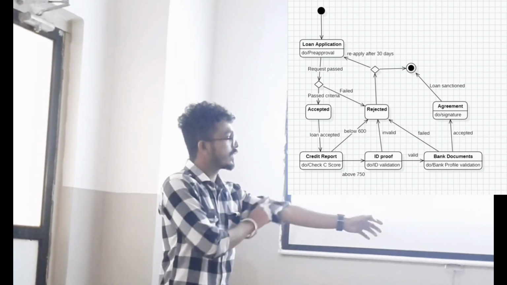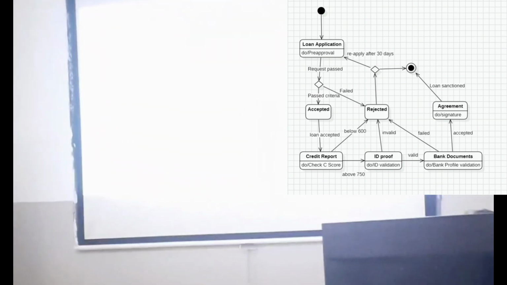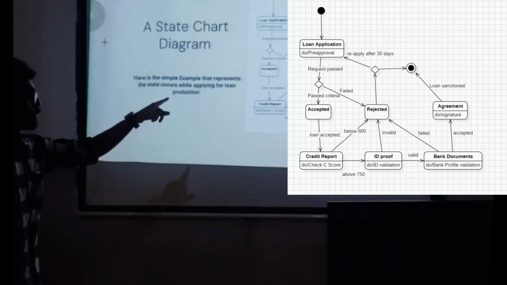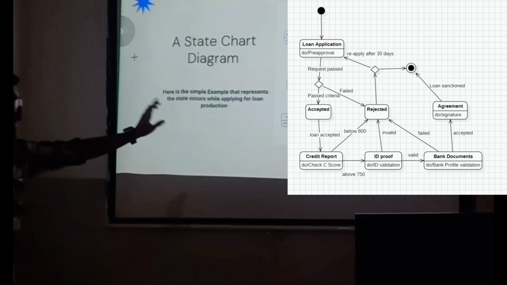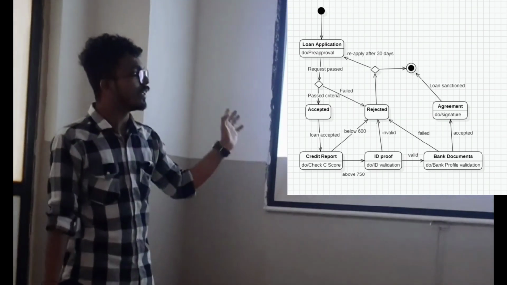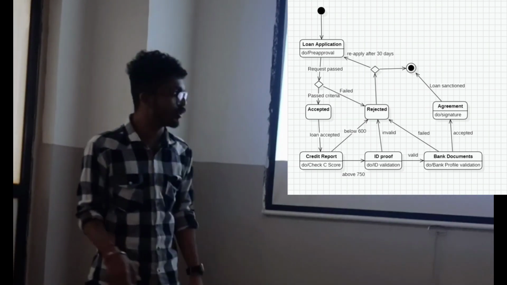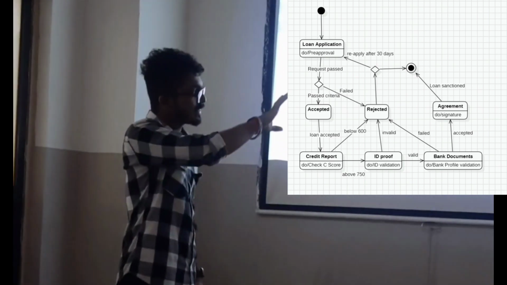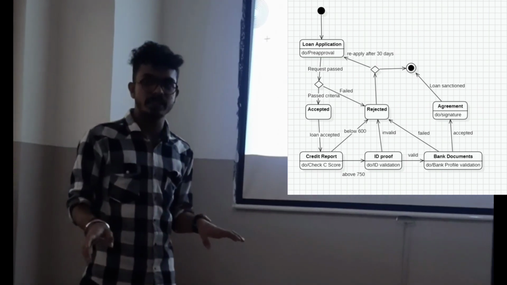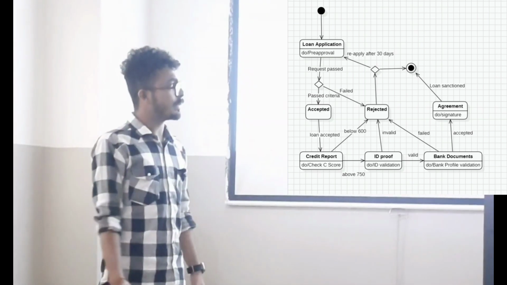So after the ID proof validation is done, the next step is bank documents and profile validation, which is a transaction verification. But if the ID proof is invalid, then it will traverse to the rejected state. And if the ID proof and all those things are validated, then the customer's process will be forwarded to the next state, that is bank documents, meaning the transaction, as I told you before. If those things are valid, meaning the transaction is up to the mark as per the bank's criteria, then the loan application is forwarded to the agreement and signature.